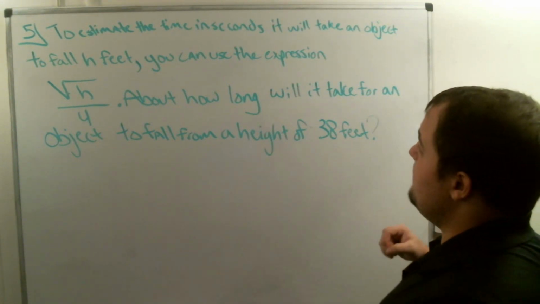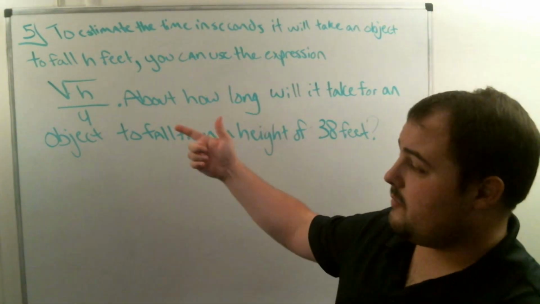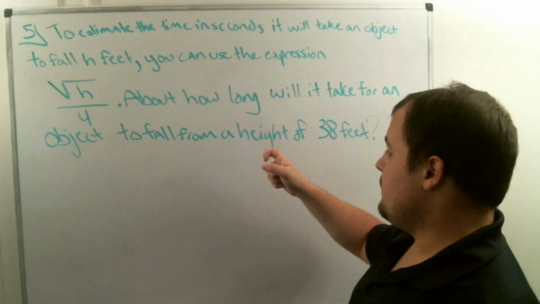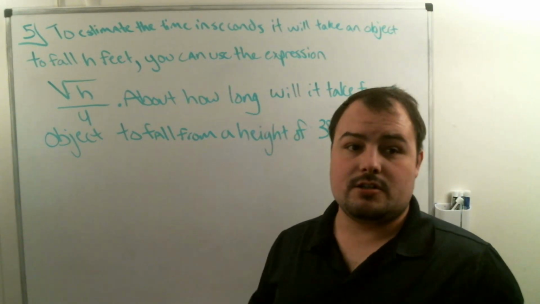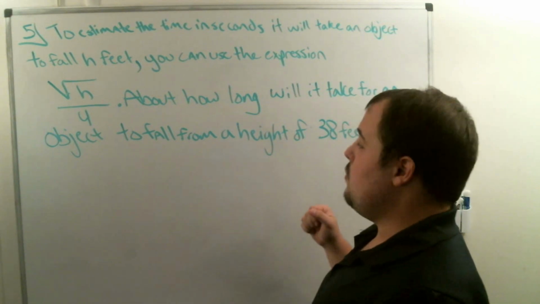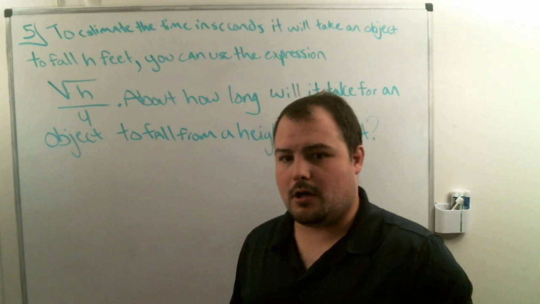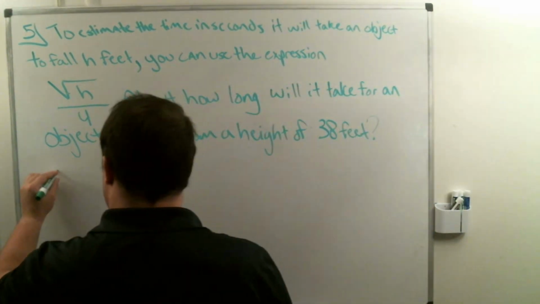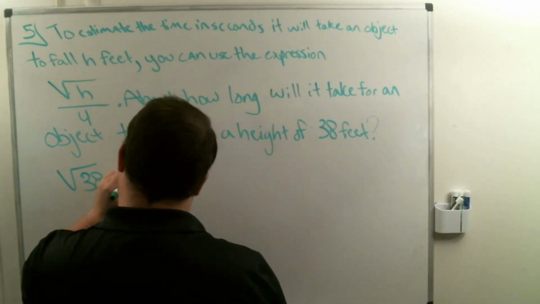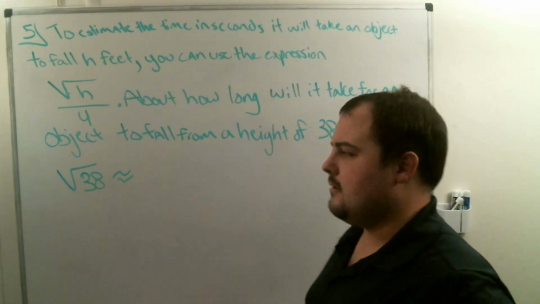It says to estimate the time in seconds it will take for an object to fall h feet, you can use the expression the square root of h divided by 4. About how long will it take for an object to fall from a height of 38 feet? So we're assuming that h is how high up the object is, and so we're going to plug in 38 for h to figure out about how long it would take to fall. So the first thing we want to do is figure out what the square root of 38 is about. So we can estimate this to figure out about how long it would take to hit the ground.